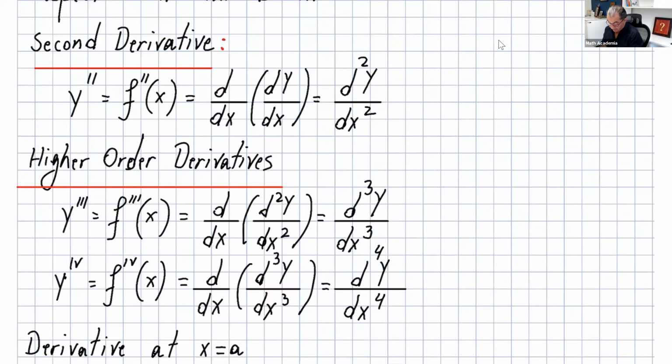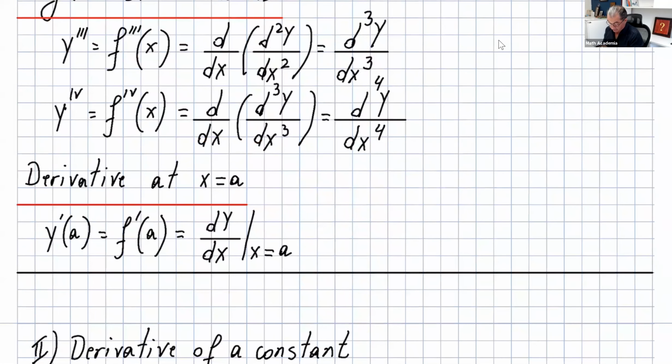Higher order derivatives: the third derivative is y triple prime of x, which is the same thing as f triple prime of x, and it's d over dx of the second derivative. Again, this means find the derivative of the second derivative, and that can be written as d times d squared is d cubed, and dx times dx squared is dx cubed, and so on. You can have the fourth, fifth, and higher order derivatives.